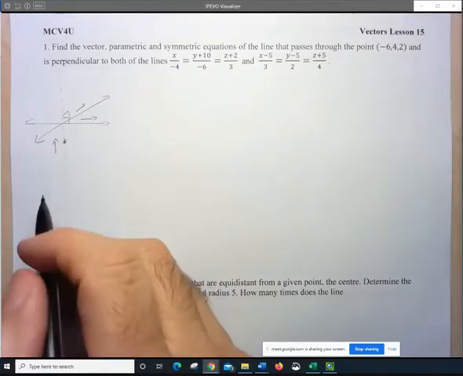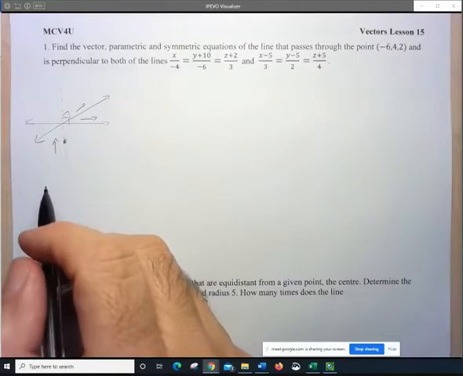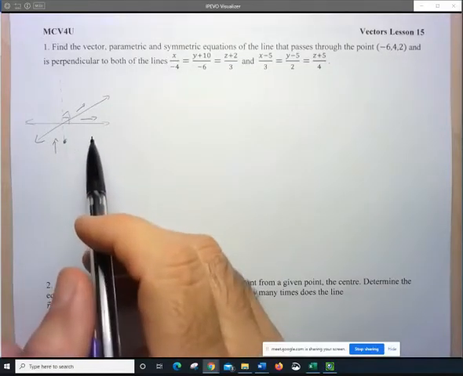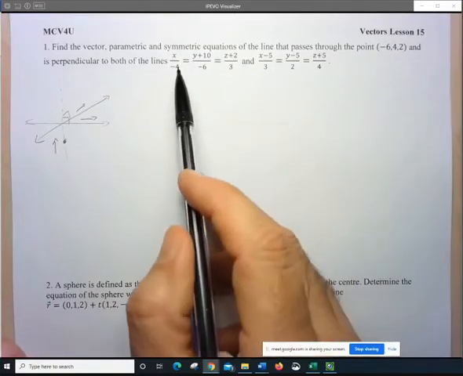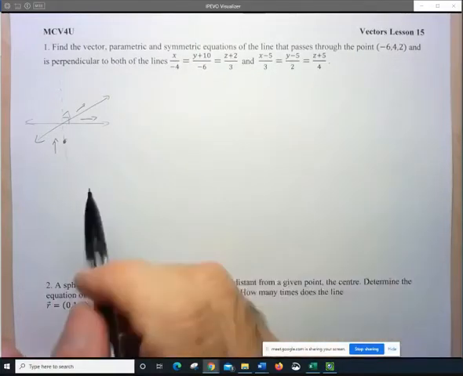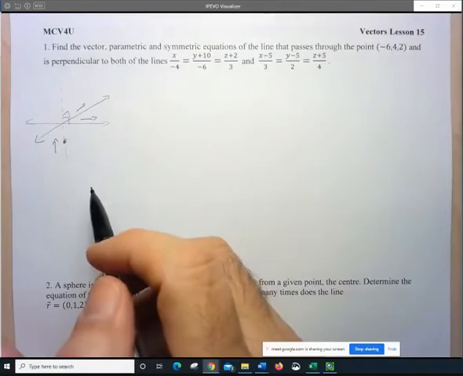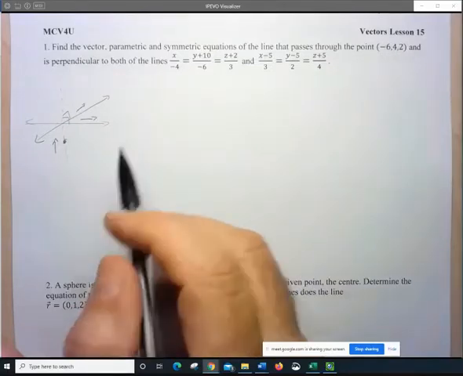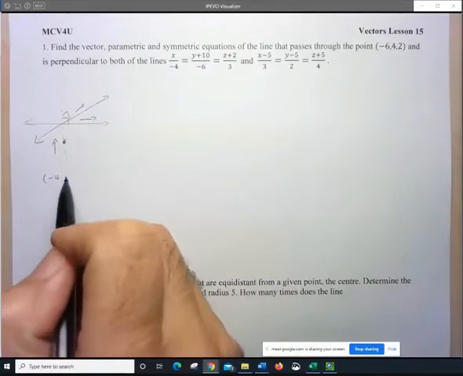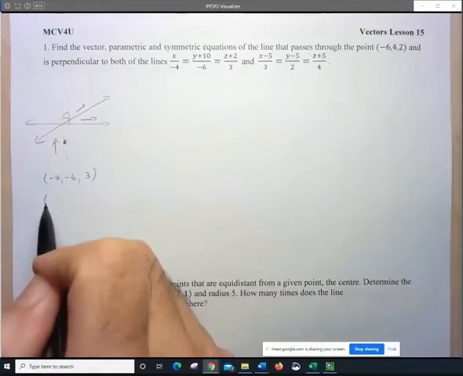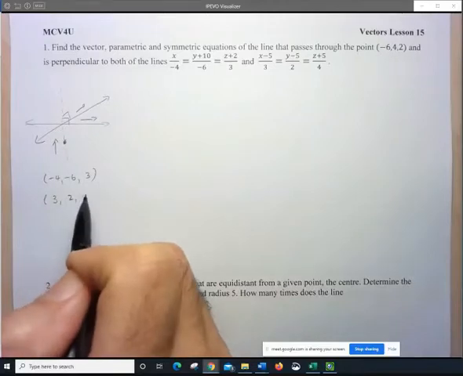Okay, so that's the first step here. Well, actually, that's maybe the second step. The first step is to identify what your direction vectors are. Now, these are both given in symmetric form, so we recognize the denominators as representing the direction vectors. So what we're doing is taking the cross product of (-4, -6, 3) and (3, 2, 4).